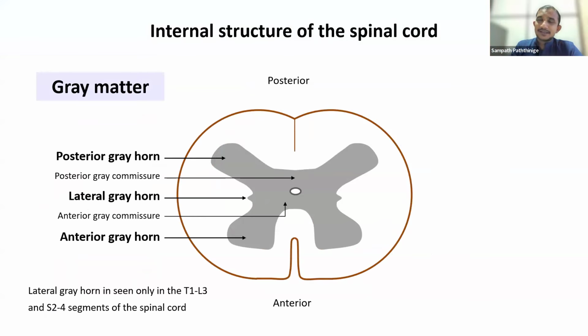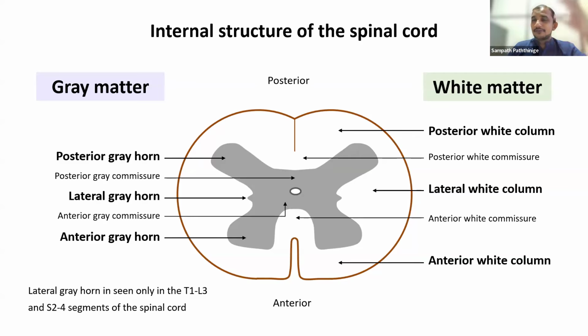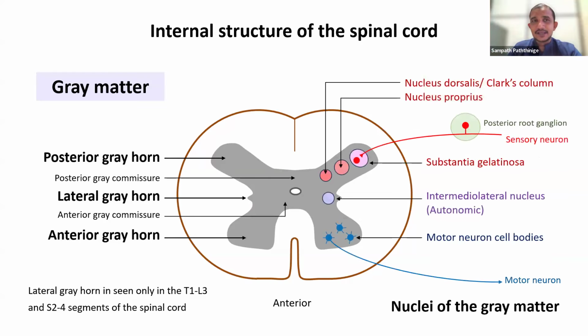The sympathetic outflow is from T1 to L2, and the parasympathetic outflow from the spinal cord is from S2, S3, and S4. So we see the lateral gray horn only in these areas. That means in the cervical segments of the spinal cord, you will not see a lateral gray horn, right? Then we have the white matter, which is again divided into posterior, lateral, and anterior white columns, and they contain the myelinated neurons, the ascending and the descending tracts, right?